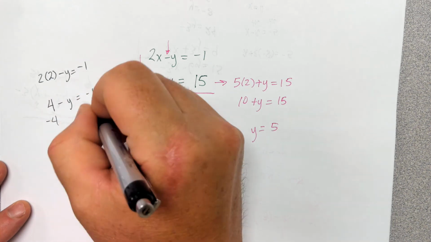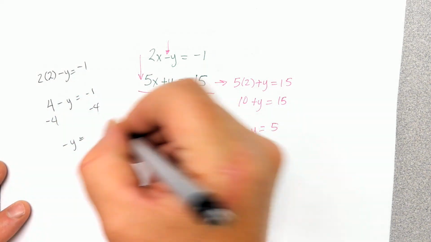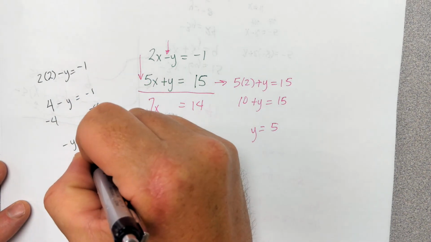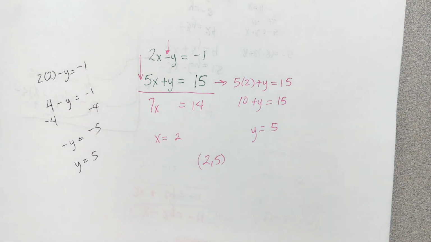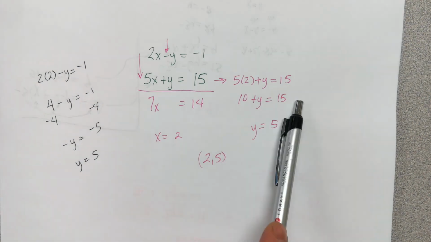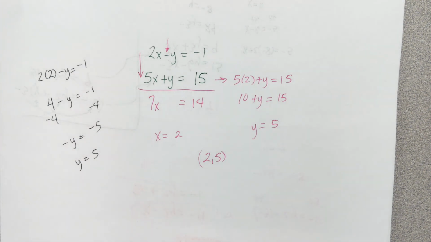So you're going to subtract 4. Negative y equals negative 5, so that means y equals 5. Negatives just make a lot more work. You get the same answer, but that's what's tricky. For me, negatives are... for everybody. Yeah, but I got it.